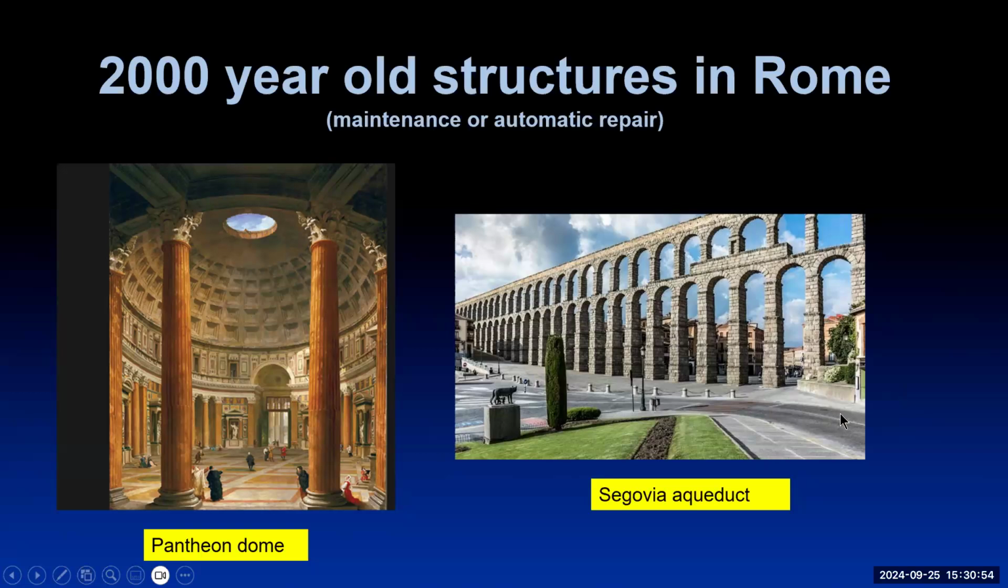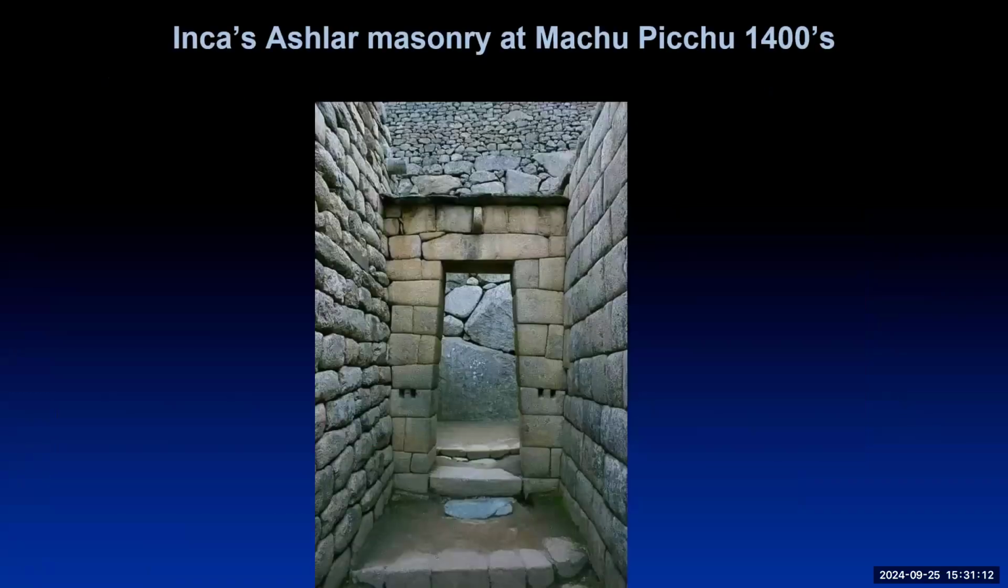And then the Segovia Aqueduct, also unreinforced masonry, has been repaired a number of times, but it's still able to perform its original function. And there at Machu Picchu in South America, unreinforced masonry once again. And by careful stone masonry, it stood for, well, 600 years.